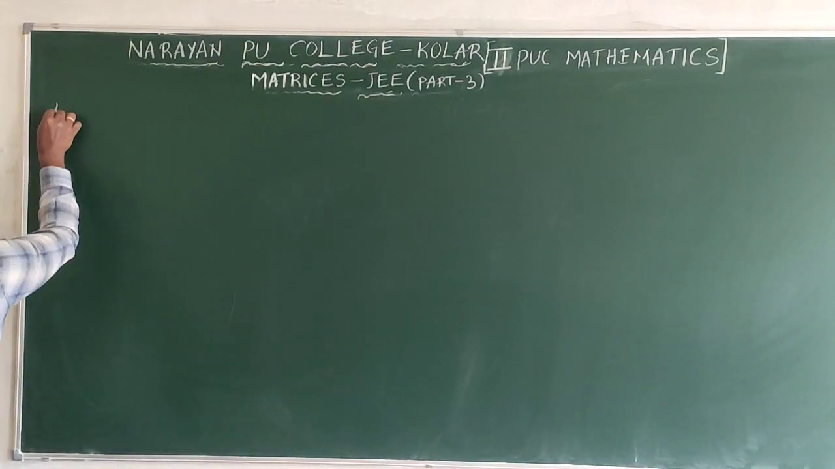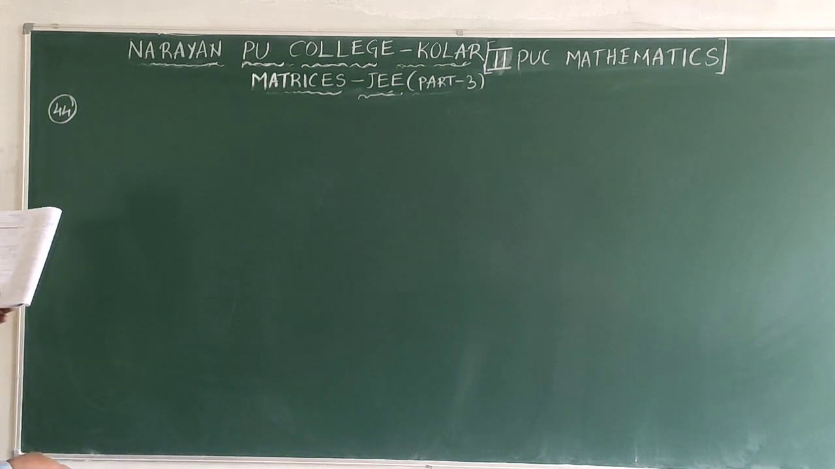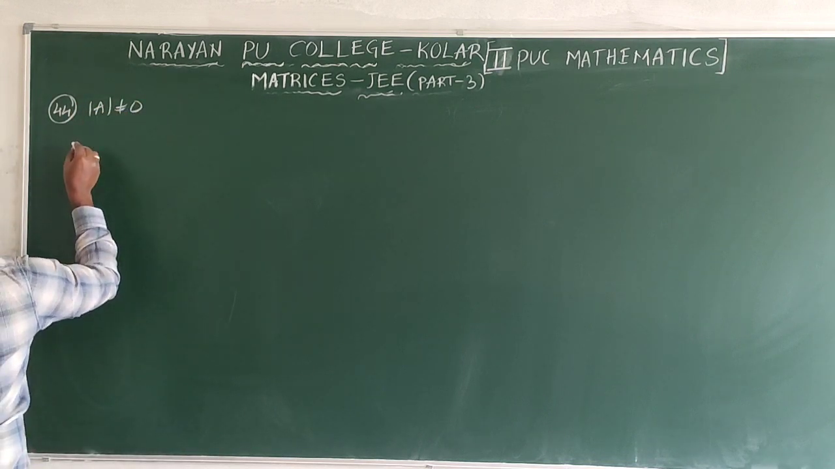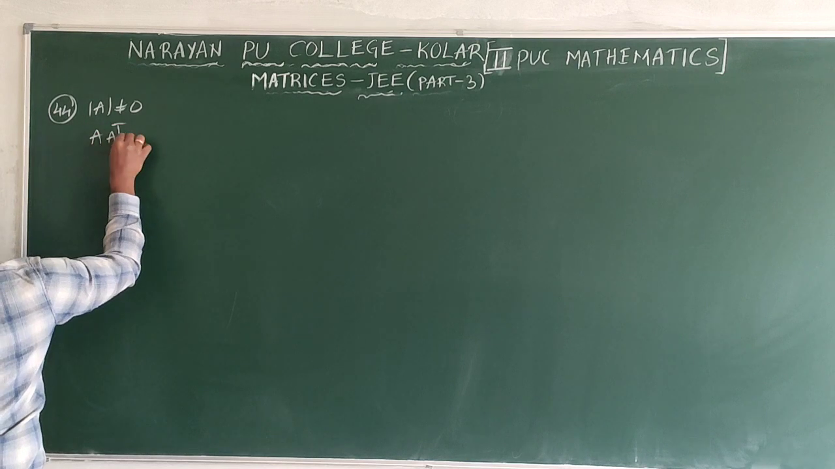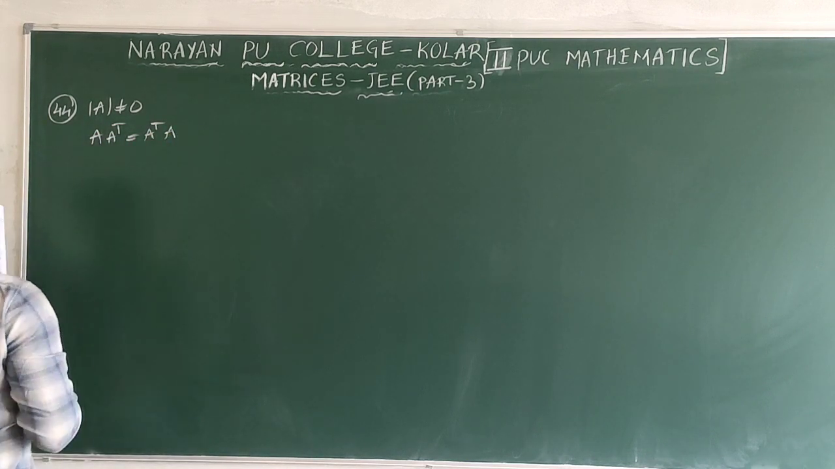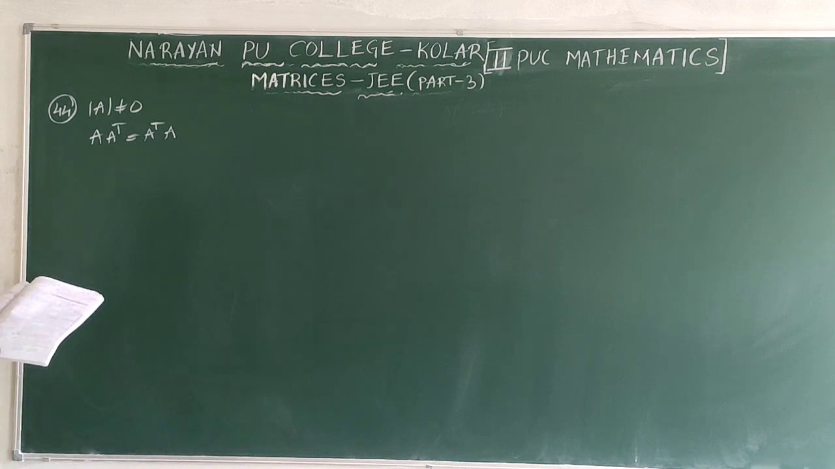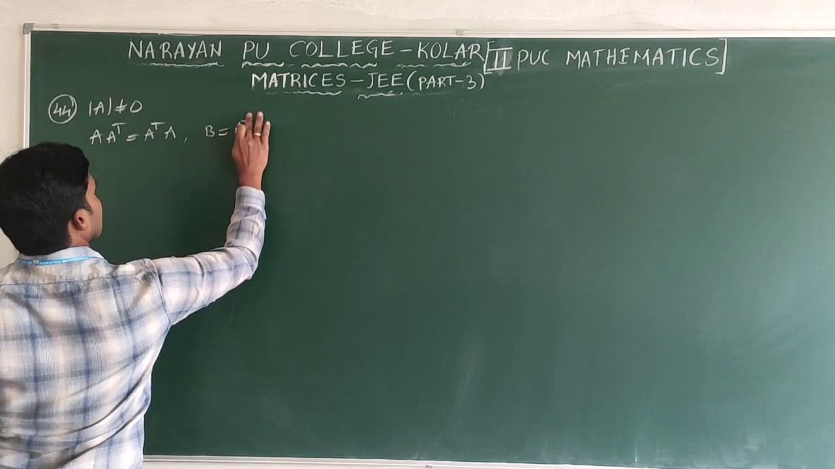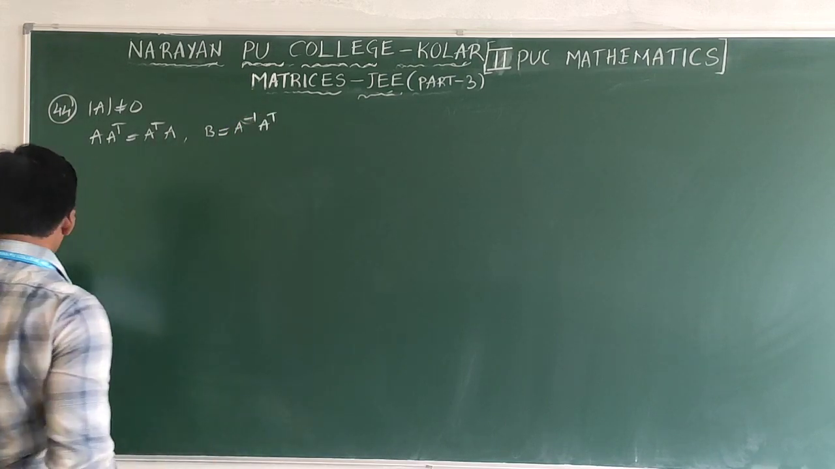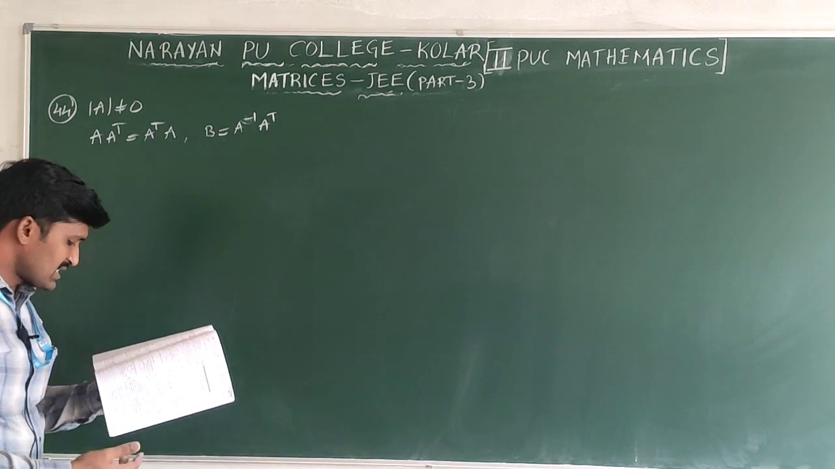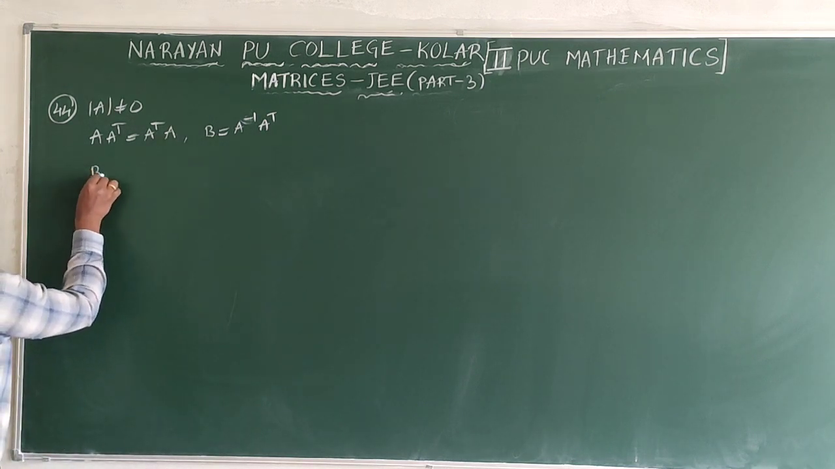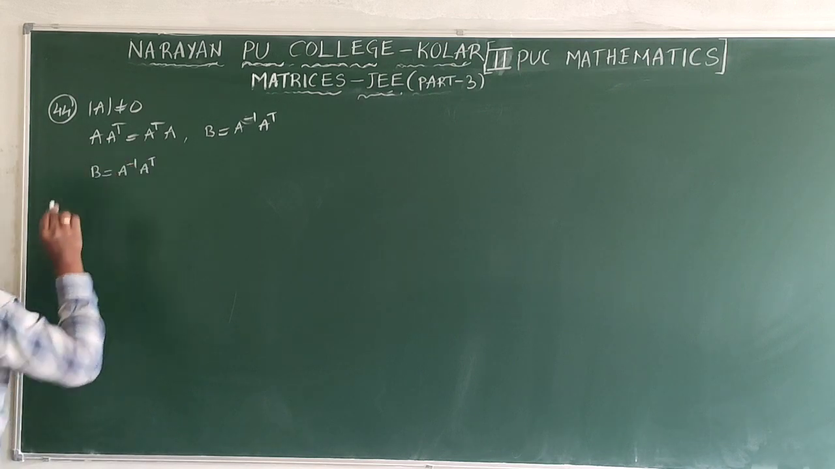Question number 44. A is a non-singular matrix. That means clearly that A is not equal to 0. And the condition is given: A into A transpose equals A transpose into A. And B is given as A inverse into A transpose. They are asking which matrix B is. Now B equals A inverse into A transpose.